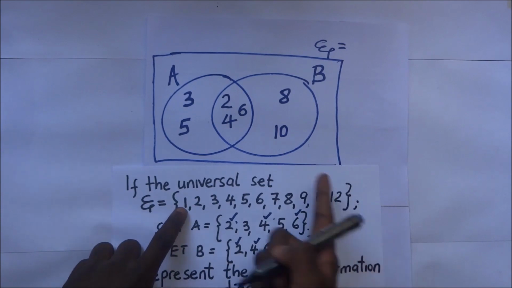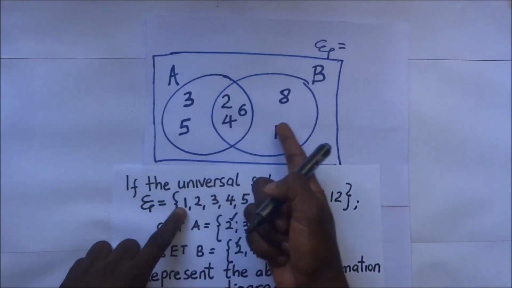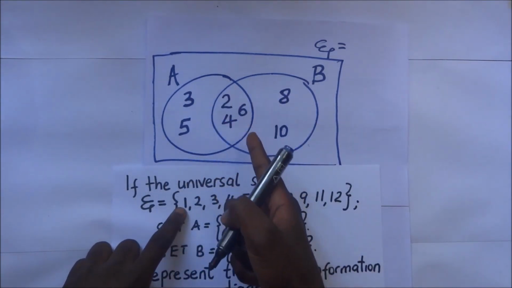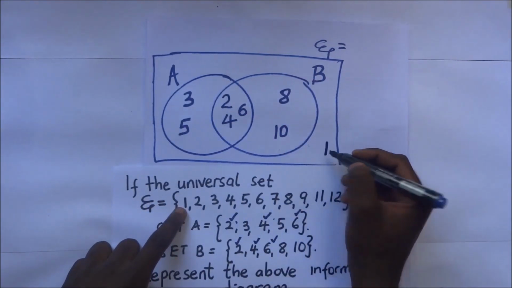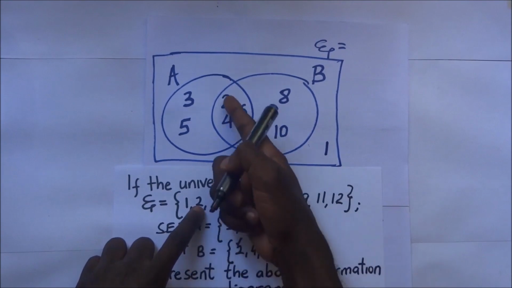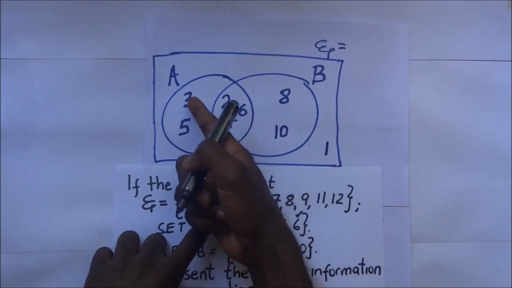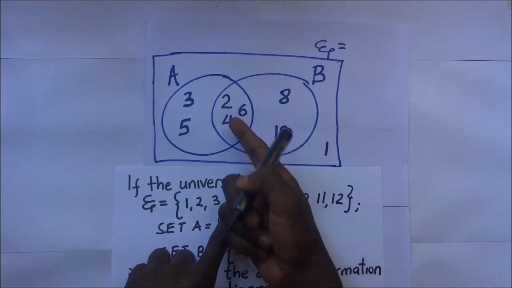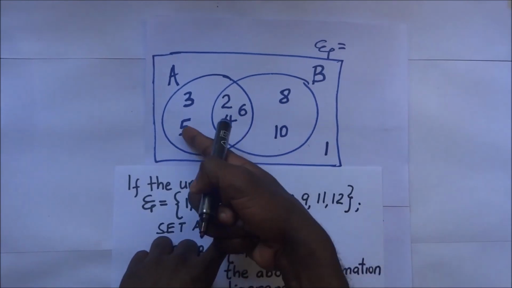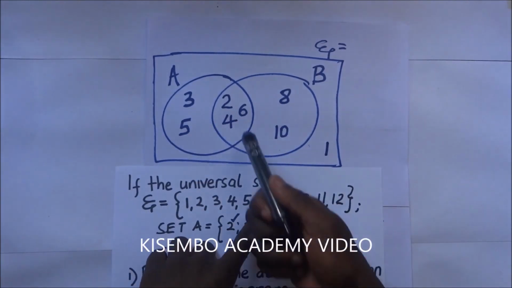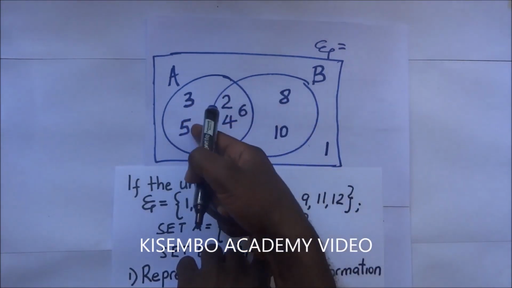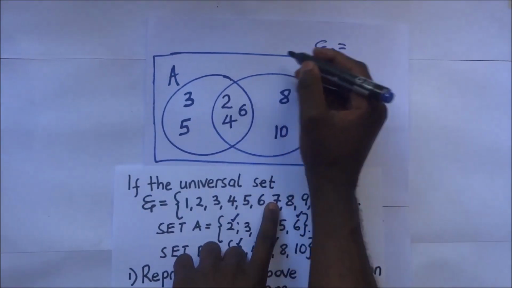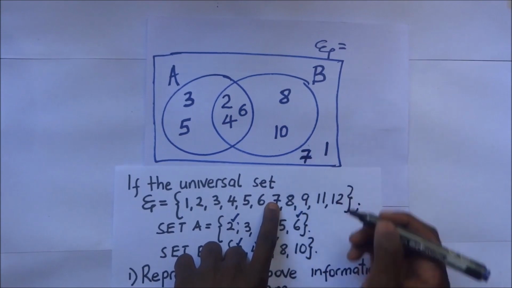So checking with our universal set, we do not have 1 in any of these. So it means 1 is not in A, it is also not in B. So it is outside. 2 is there. 3 is there. 4 is there. 5 is there. 6 is right there. 7 is not represented anywhere. So it's not in A, it's not in B. So we put it outside as well.